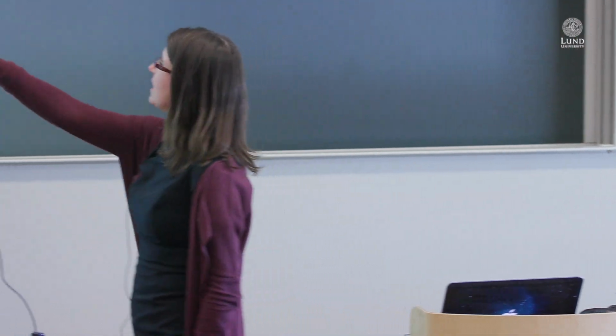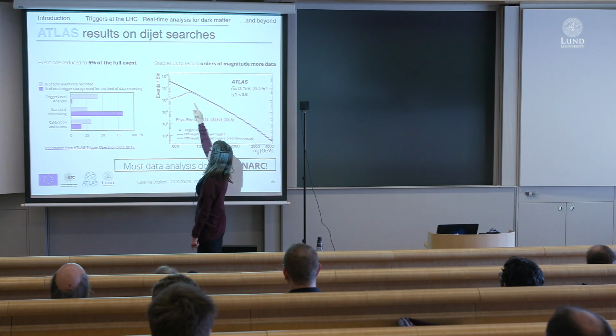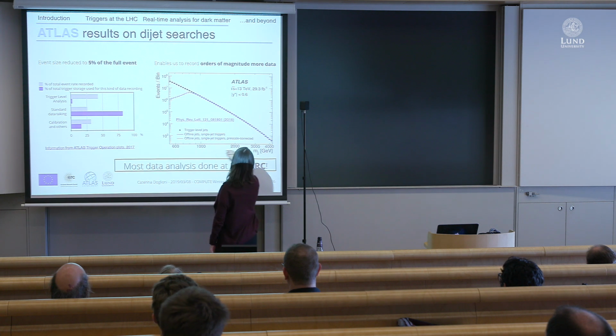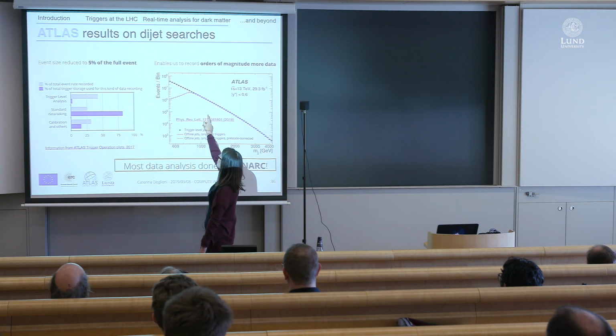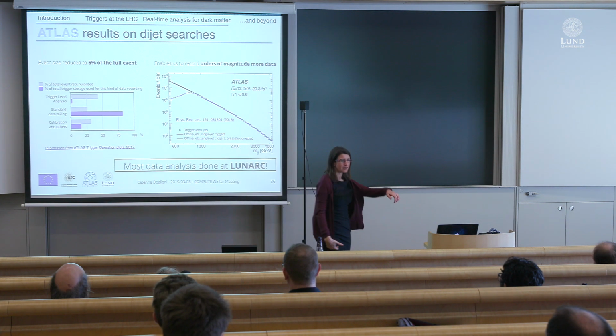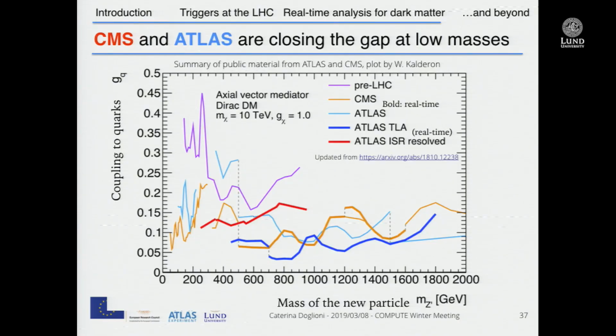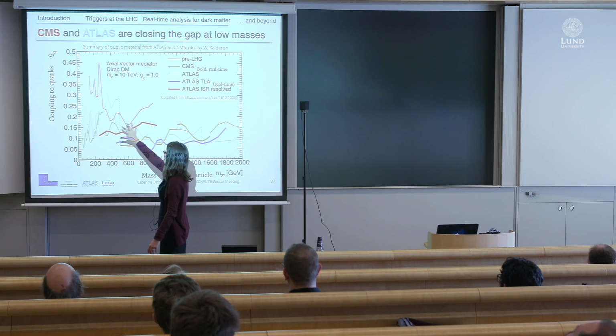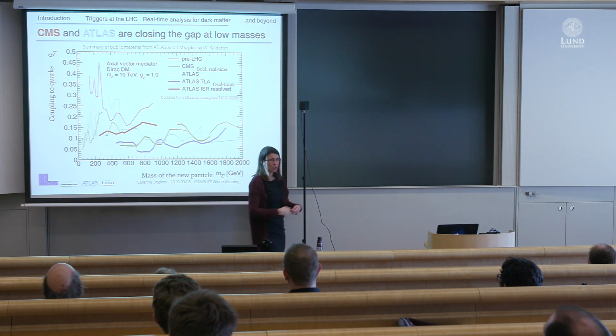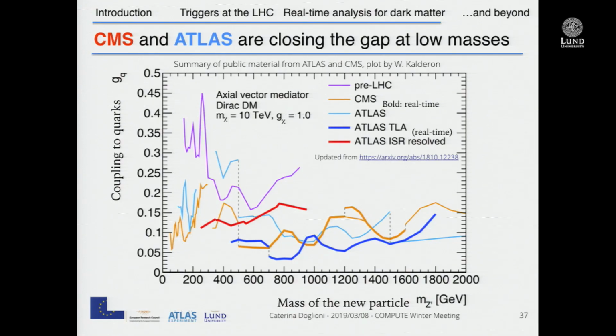And this means that you get from this regime here, in which these are a number of events as a function of the mass of the possible new particle. Before, at some point, you had to give up on taking events, and now we don't have to give up anymore, we can take everything. And most of the data analysis for this plot that went into Physical Review Letters was done at Lund. And this is actually closing the gap at low masses, as I was showing before. Before, we just had the purple curve, and now we have a lot of other curves that are looking into that region. Unfortunately, no discovery yet, but who knows where dark matter is.